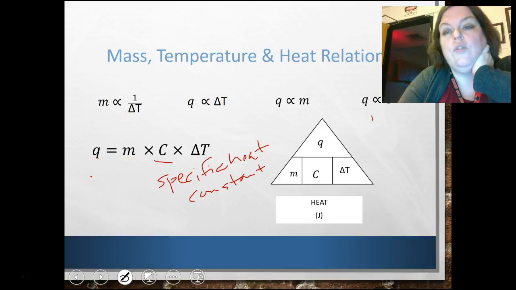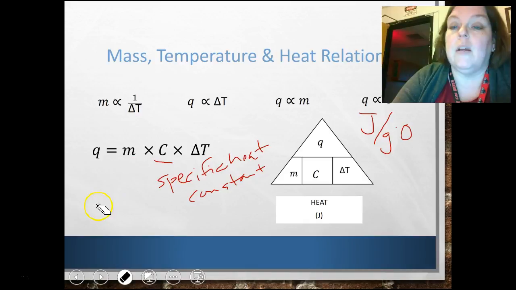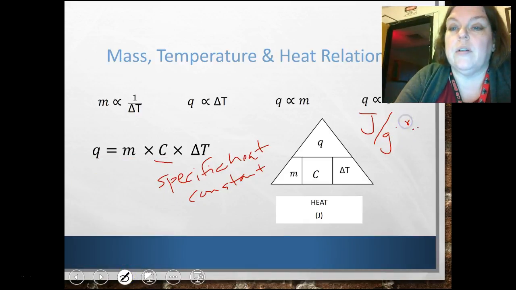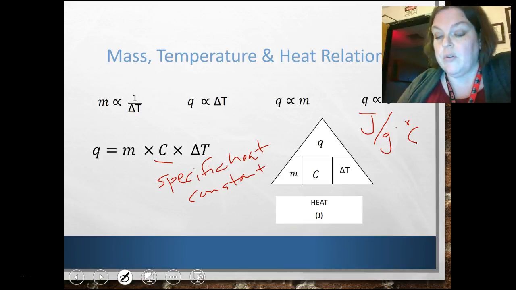Okay, the unit is joules per gram degree Celsius. It's been a long day, ladies and gentlemen. I'm having a little trouble. Okay. Joules per gram degree Celsius. Okay, that's the unit, or kilojoules per gram degree Celsius. Those are typically the units that we see that in.